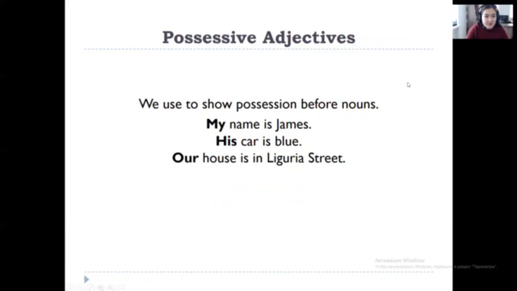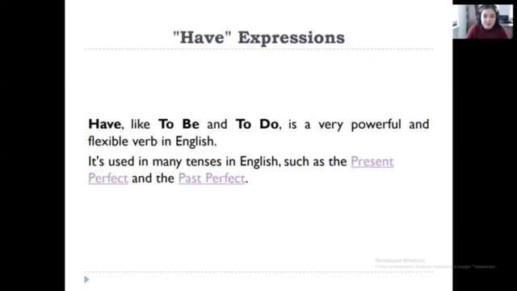Possessive adjectives we use to show possession before nouns. For example, my name is James. His car is blue. Our house is in Liguria Street.